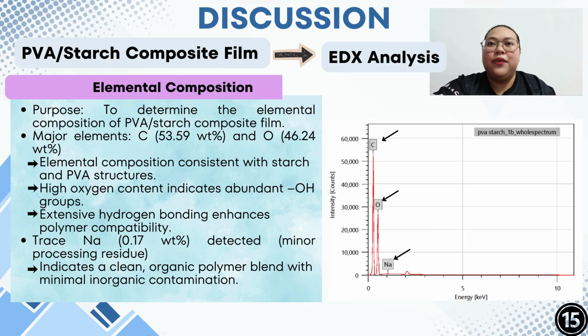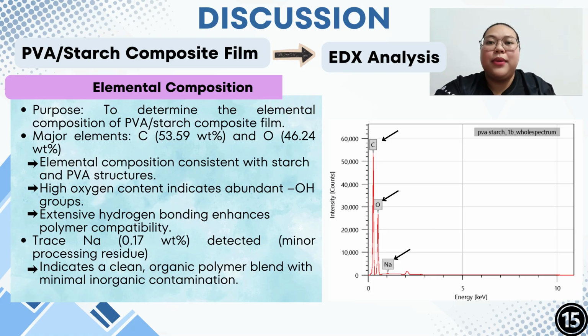This is consistent with the chemical structure of starch and PVA, both of which contain a carbon backbone and abundant hydroxyl groups. The high oxygen content is particularly important because it indicates many hydroxyl groups which facilitate extensive hydrogen bonding. This hydrogen bonding enhances polymer compatibility and film cohesion, supporting the structural integrity observed in SEM analysis.